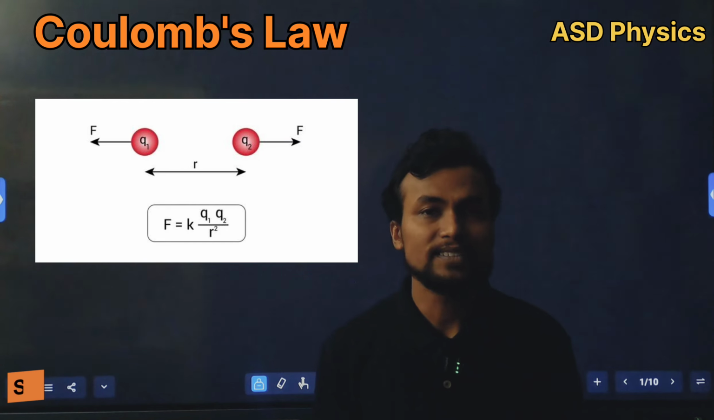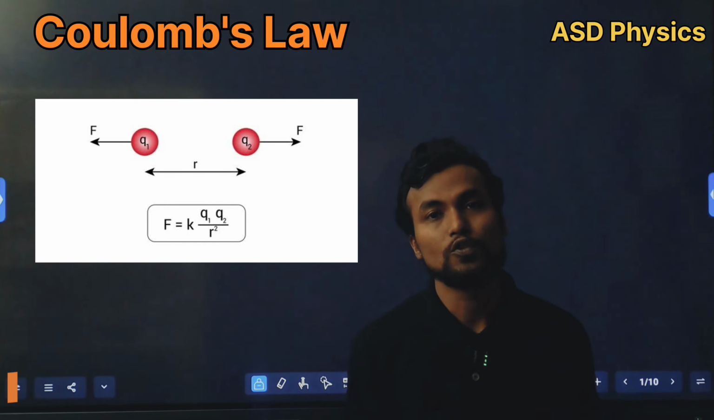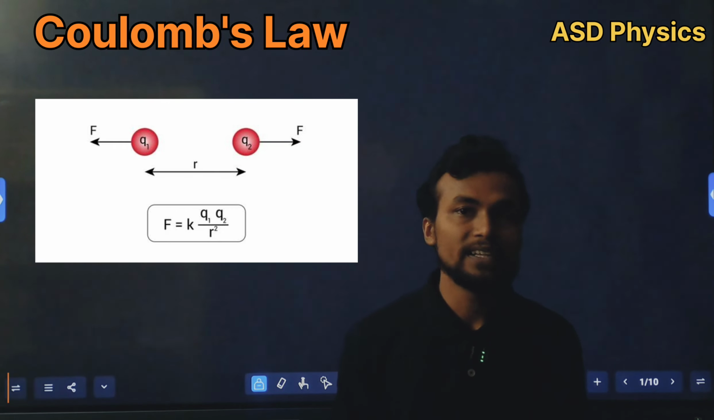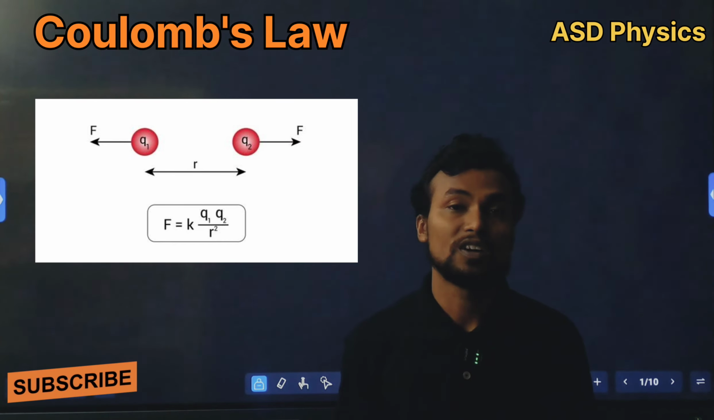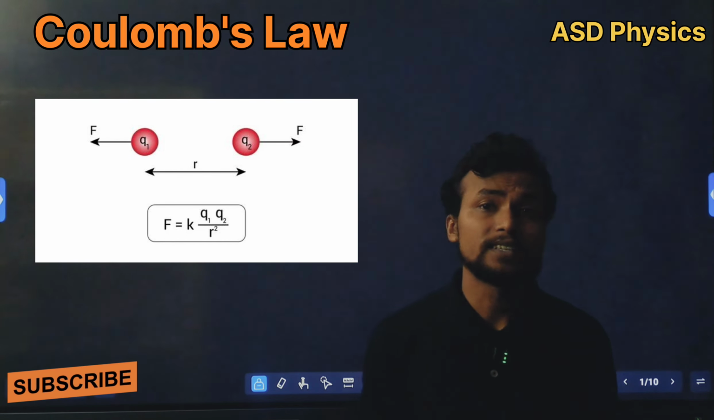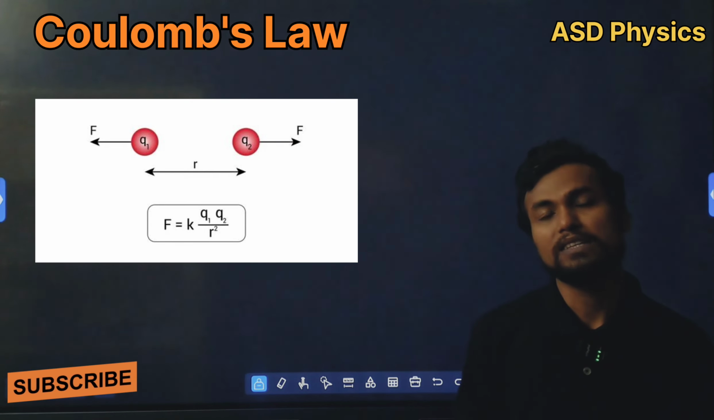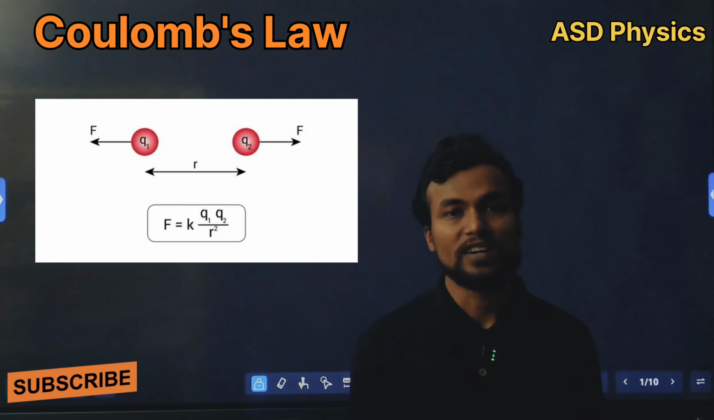Okay, so students, in today's video we are going to learn about Coulomb's law: in which situations Coulomb's law will be valid, what are the positive aspects of Coulomb's law, what are the negative aspects of Coulomb's law, and how Coulomb's law is different from Newton's law of gravitation that you have studied in 11th and somewhat in 9th also. Okay students, so let's start the video.